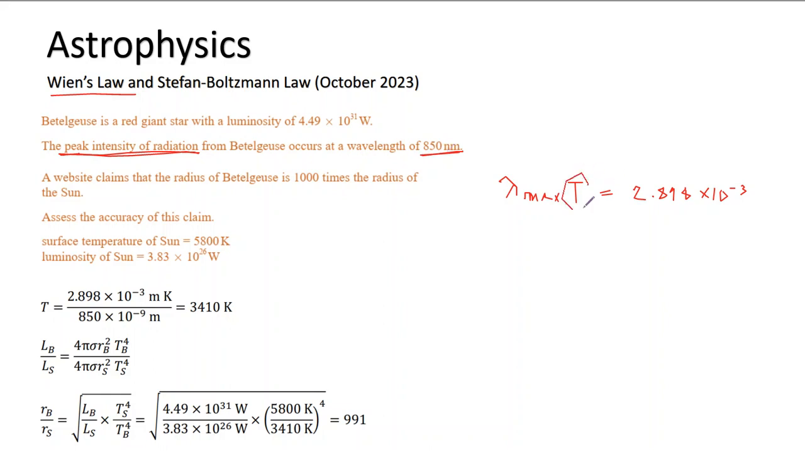You make T the subject of the equation, you find out the temperature. Then you bring in the Stefan-Boltzmann law. Luminosity of Betelgeuse and luminosity of the sun. You plug in the values and you separate the R's, and the ratio you get is the ratio of the radius of Betelgeuse to the radius of the sun, which is around 1000.